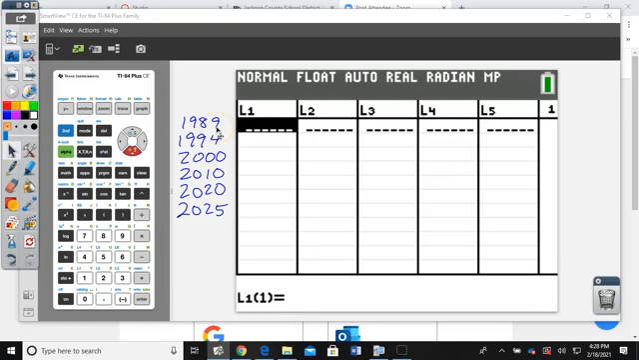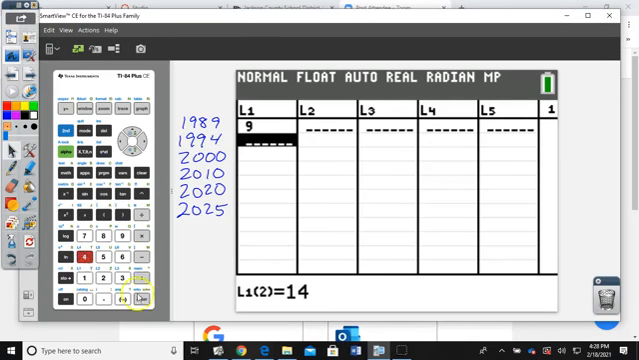So you have to ask yourself, 1989 is how many years since 1980? And it would be 9. So I plug in 9, not 1989, just 9. 1994 is 14 years since 1980. 2000 is 20 years since 1980. 2010 is 30 years since 1980. 2020 is 40 years since 1980, and 2025 is 45 years since 1980.